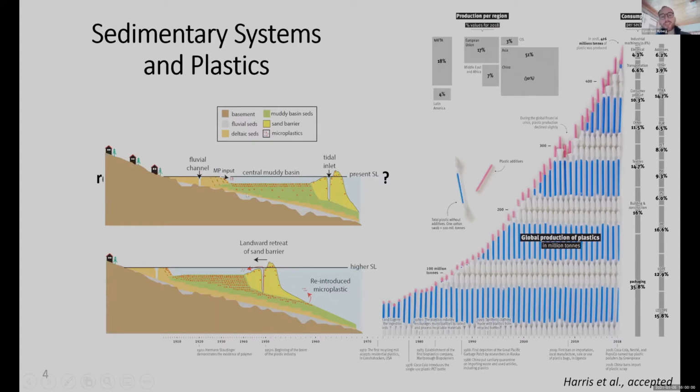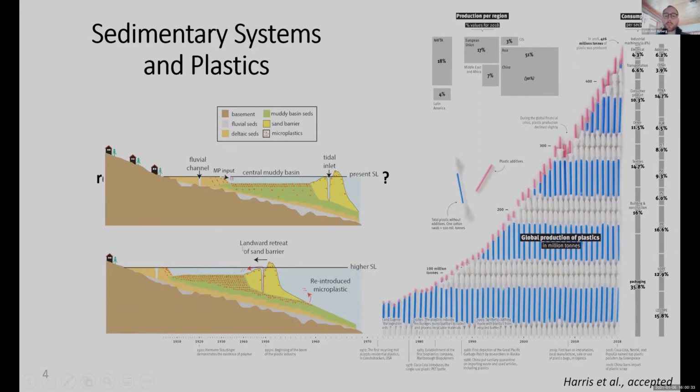And our knowledge as sedimentologists can help with this. For example, in this top example here, hopefully you can see my mouse a little bit. We have a fluvial system that's transporting mismanaged plastic waste into this lagoon environment behind this sand barrier here, and trapping those microplastics within that region.